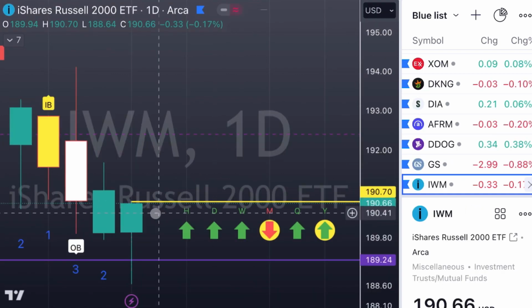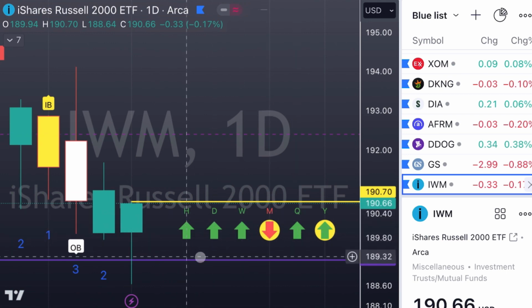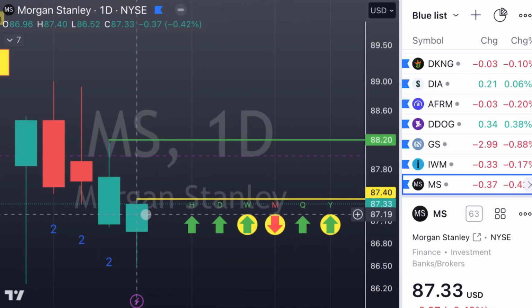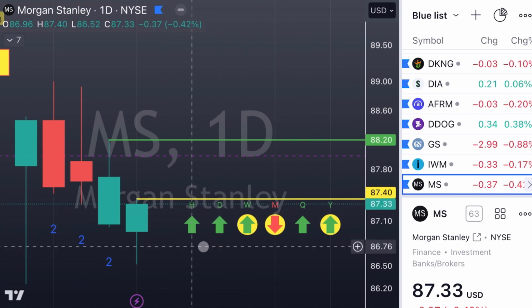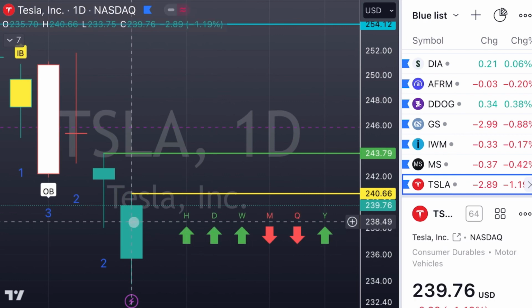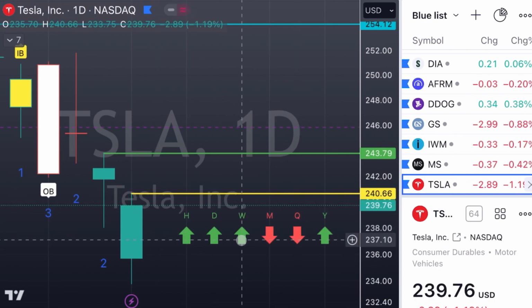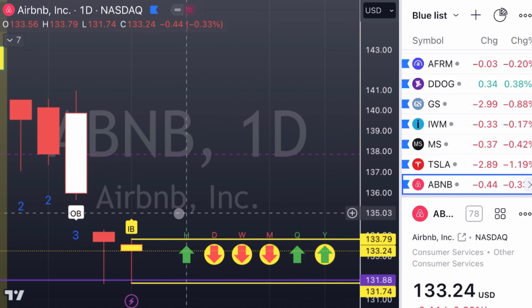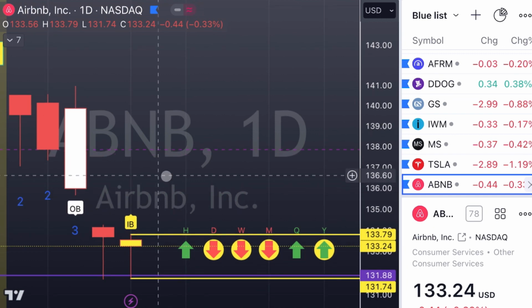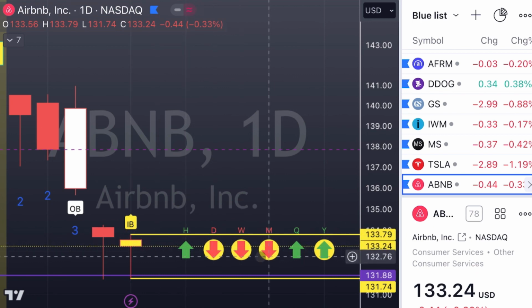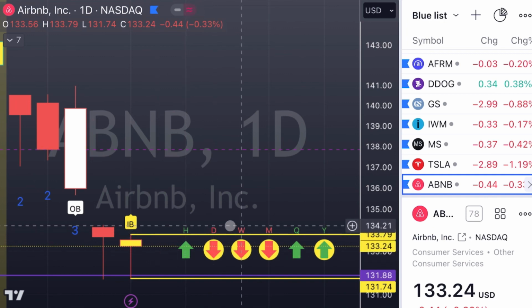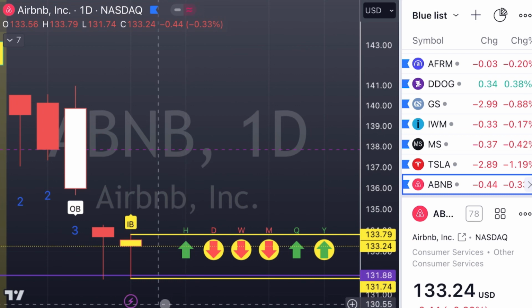IWM, 2 down green, hammer candle, time frame continuity, calls at 190.70. 2 down green, not quite a hammer, but pretty close. Time frame continuity again, calls at 87.40 on Morgan Stanley. Tesla, 2 down green, calls at 240.66. Airbnb, hammer candle, it is red, so a little bit less probability there, but it is an inside bar. So we can look at playing this either way. Time frame continuity, depending on what happens here, we could be forced either way, but we can look at calls at 133.79 or the puts at 131.74.